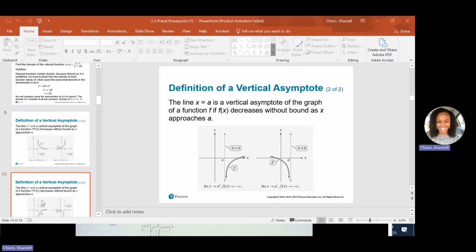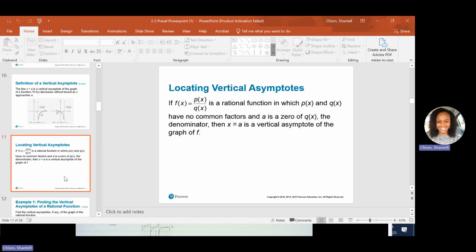The other direction, here, it could decrease without bound as well. As x gets closer and closer to a from the right, if the function is decreasing without bound, you can see here f of x is approaching negative infinity as x gets closer and closer to a from the right-hand side, and f of x is again approaching negative infinity as x gets closer and closer to a from the left side.